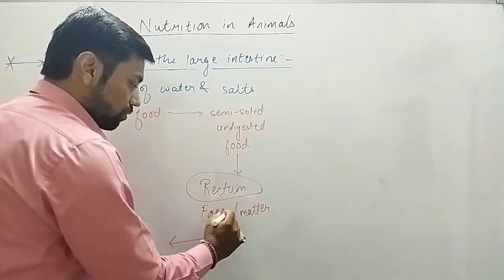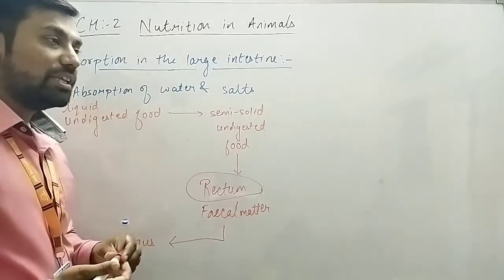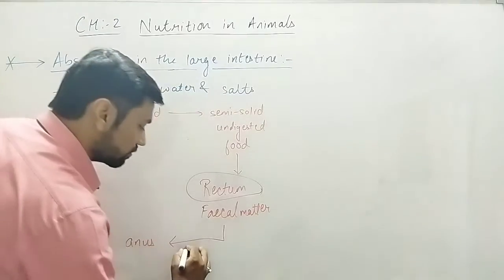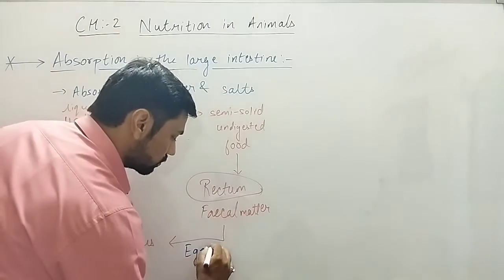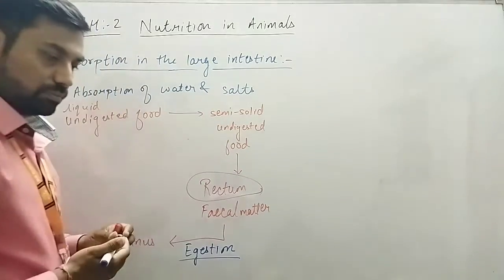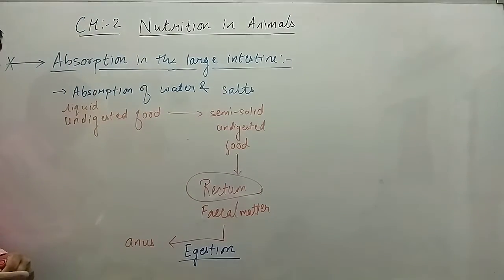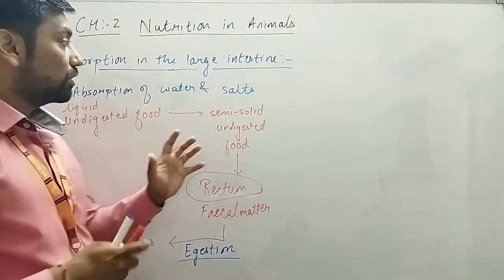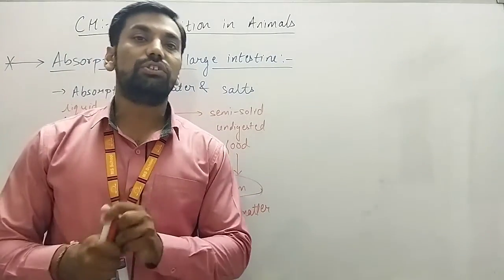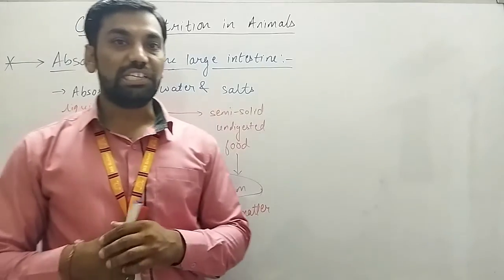This process of timely removal of the undigested food is called egestion. Fine. So I hope you understood how the digestion and absorption of food takes place in humans.